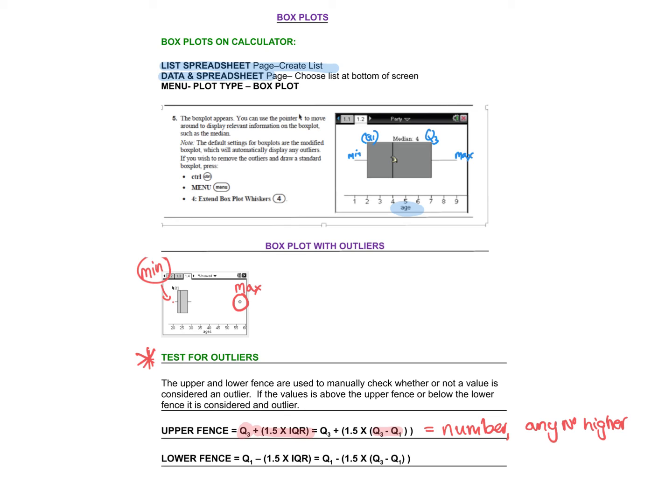Then you have a lower fence. And just take note that the lower fence is Q1 minus 1.5 times the IQR. So any number lower than that, you'll get a number, and any number lower is a lower outlier. So they'll ask you to prove it. You just show this full formula with your working out the number, and then you say therefore it's lower. So I'll show you on the calculator how to get it.